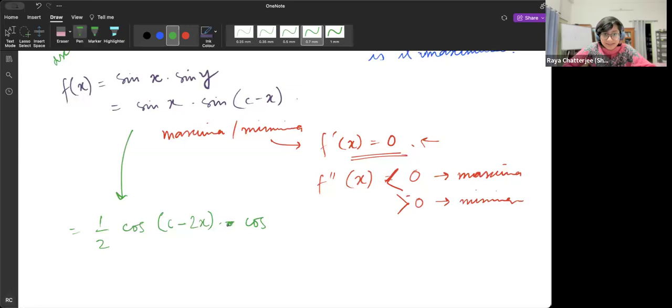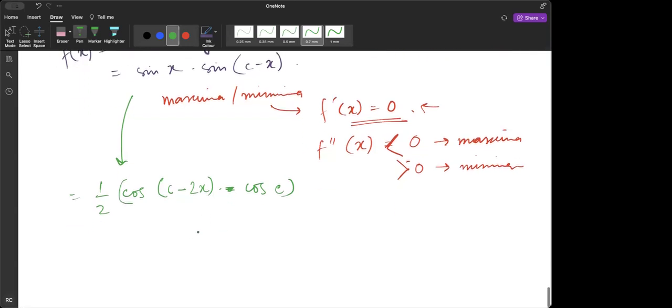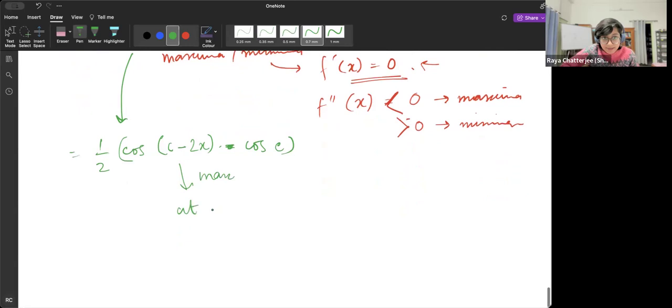Not, yeah, minus cos C. Yeah, right. Wait, cos C is constant. So to maximize it, cos(C minus 2x) should be maximized, which is at 0. Yeah, 0. Okay, at C minus 2x equals 0. And I had C equals x plus y, so x equals y.